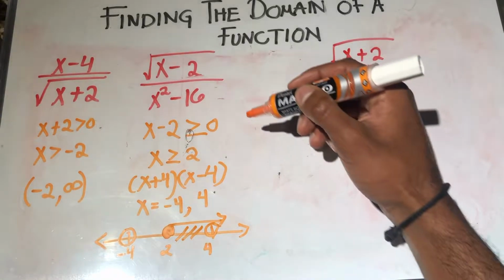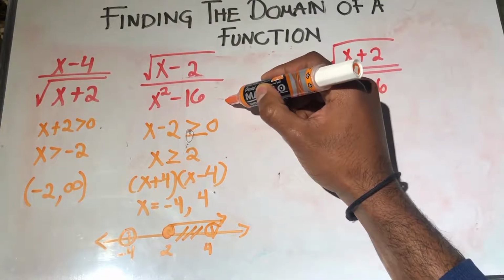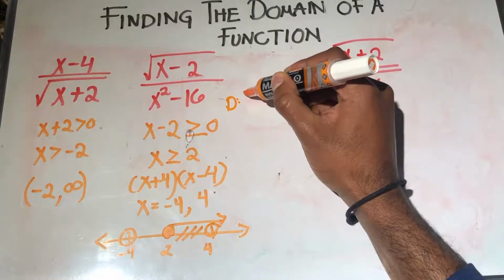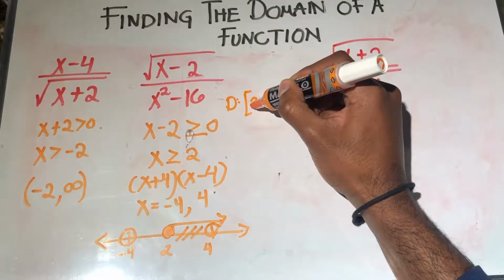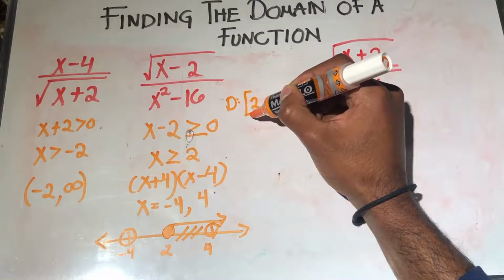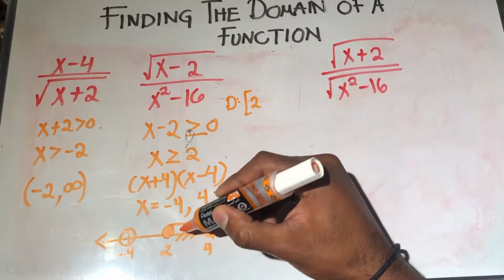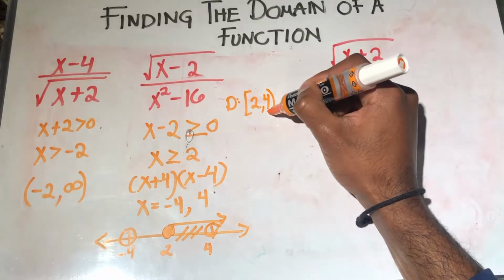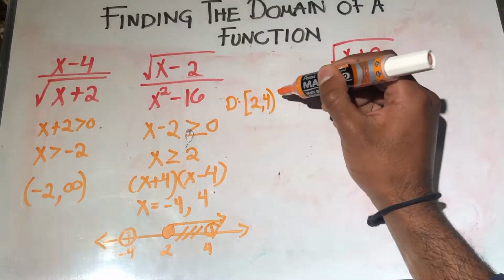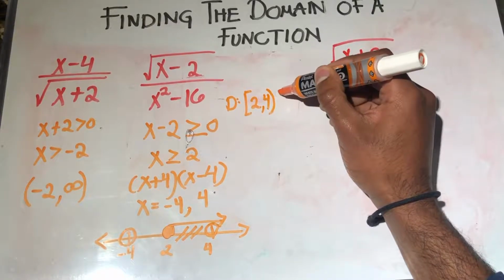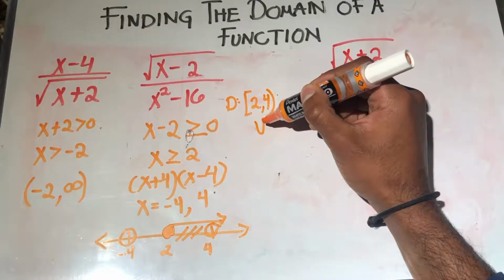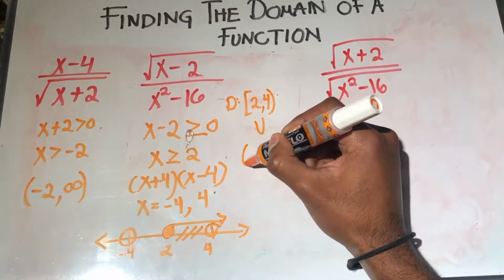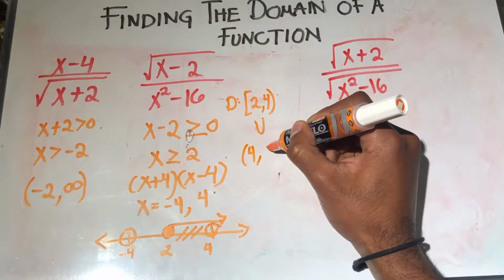So the domain of this function is going to be 2, don't forget to put the closed bracket since 2 is included, 2 to 4, open bracket since 4 is not included, union, I'm just going to put the union at the bottom here just to make some space for the other example, and then 4 to infinity.